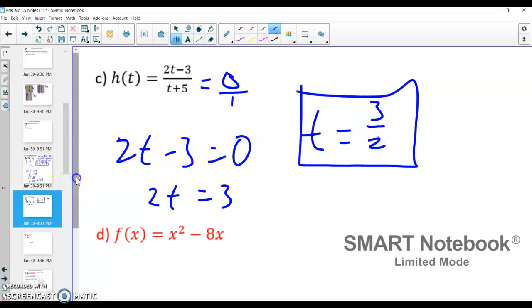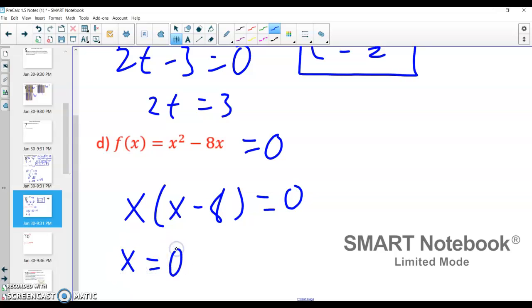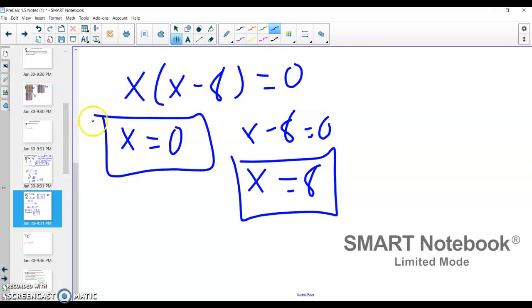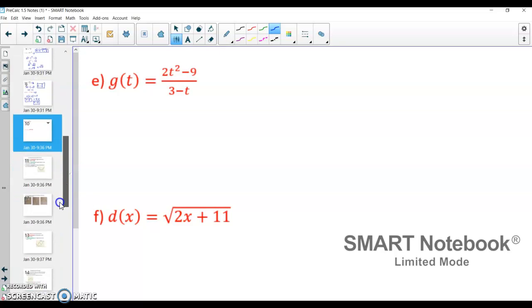Okay? Here, again, setting it equal to 0. You have x squared, so I'm going to factor out an x, so that's x minus 8. Then you set them both equal to 0. So x equals 0 and x minus 8 equals 0, which gives you x equals 8, and those are your two x-intercepts there. We have more here, same kind of idea. You would set the numerator equal to 0 and solve. I'm not going to do those two. If you want further guidance on it, just email me and I'll do that.